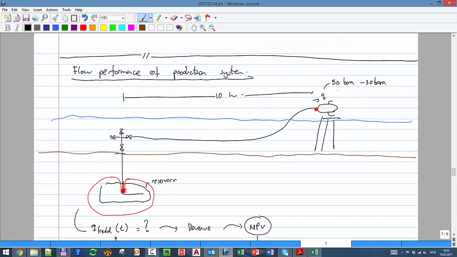So we know it has to be greater than 50. So what do you think if we assume 120, for example? It's okay? Accepted? Yeah? We say 120, and we need more or less 70 bar pressure drop through the system. Okay, it's gas. Okay, so let's assume 120.